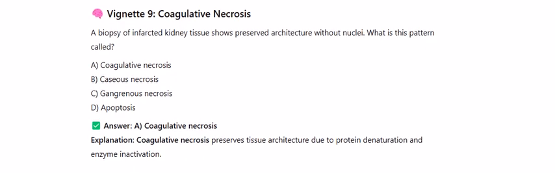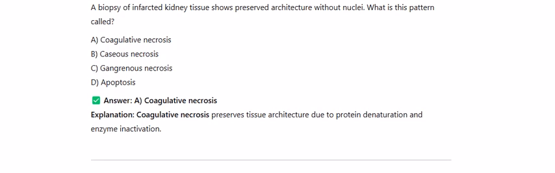Vignette 9, Coagulative necrosis. A biopsy of infarcted kidney tissue shows preserved architecture without nuclei. What is this pattern called? A. Coagulative necrosis. B. Caseous necrosis. C. Gangrenous necrosis. D. Apoptosis. Answer: coagulative necrosis. Explanation: coagulative necrosis preserves tissue architecture due to protein denaturation and enzyme inactivation.